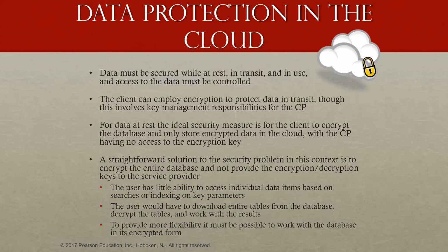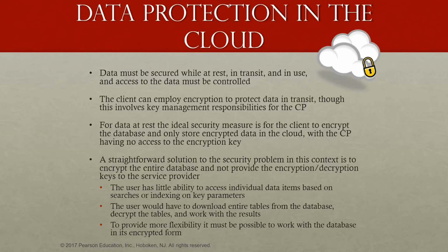model used. For data at rest, the ideal security measure is for the client to encrypt the database and only store encrypted data in the cloud, with the CP having no access to the encryption key. So long as the key remains secure, the CP has no ability to read the data, although corruption and other denial of service attacks remain a risk.